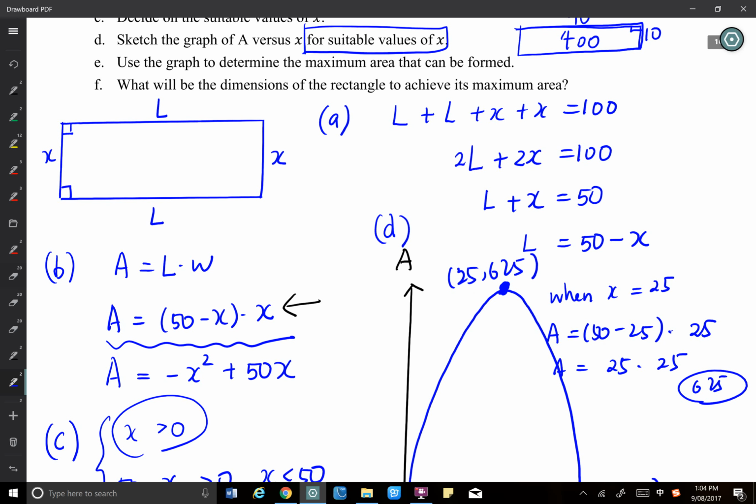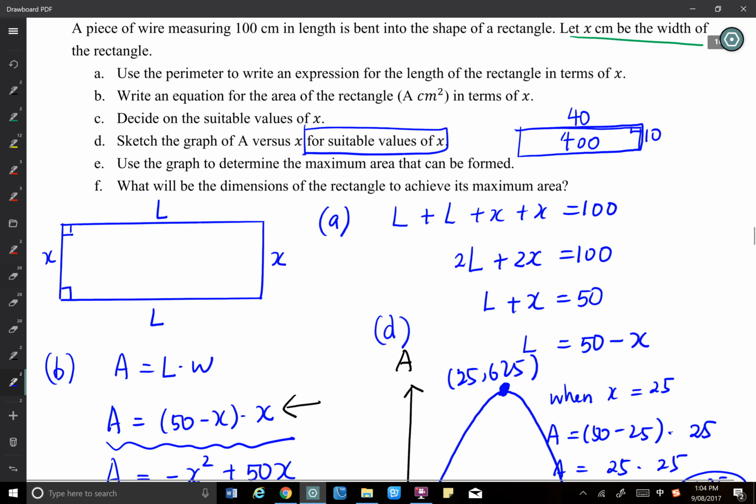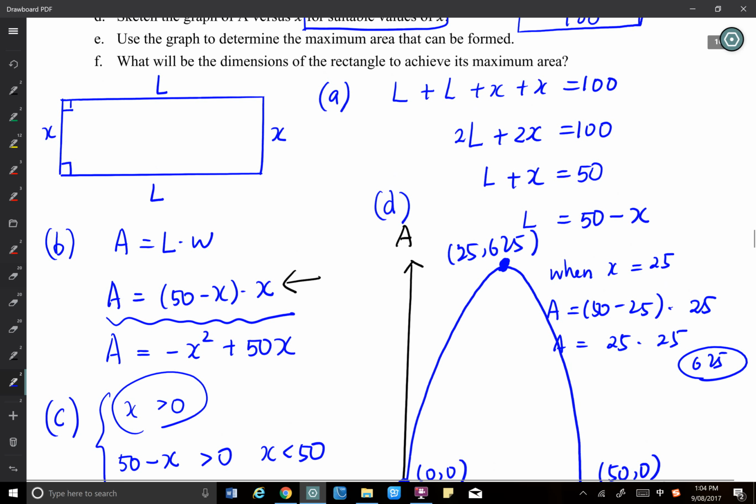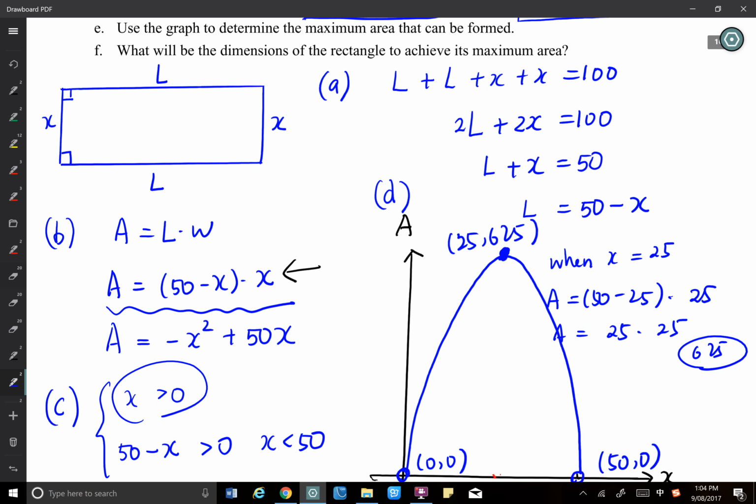Okay, E and F are talking about the same thing. E says, use the graph to determine the maximum area that can be formed. The maximum area I can see is the maximum turning point, which is 625 centimeters squared. And the dimension, when we achieve this area: when x equals 25, A max is 625. So your width is actually 25. Then you can find the length.